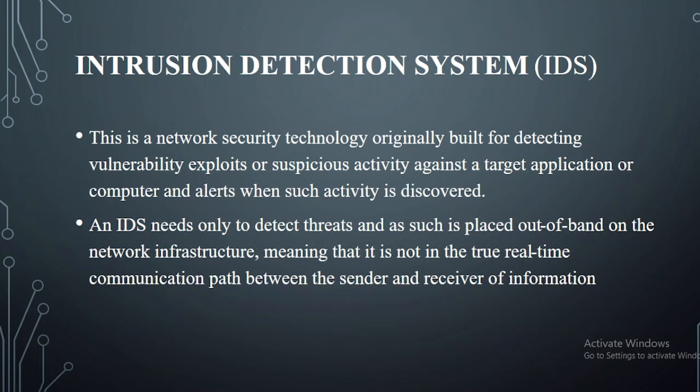This is a network security technology originally built for detecting vulnerability, exploits, or suspicious activity against a target application or computer, which notifies whenever such an activity is discovered. An IDS needs only to detect threats, and as such it is placed out of band on the network infrastructure, meaning that it is not in the true real-time communication path between the sender and the receiver of information.